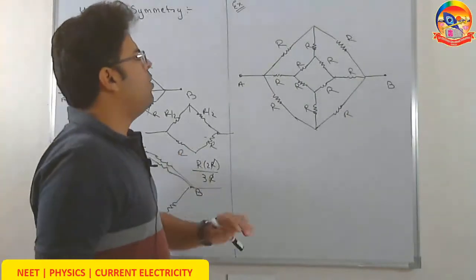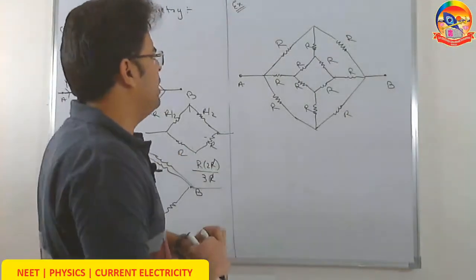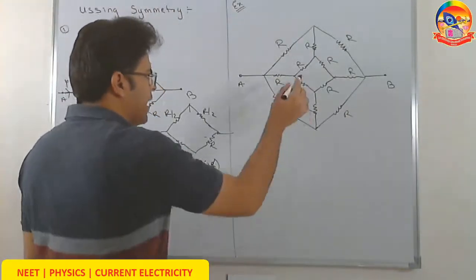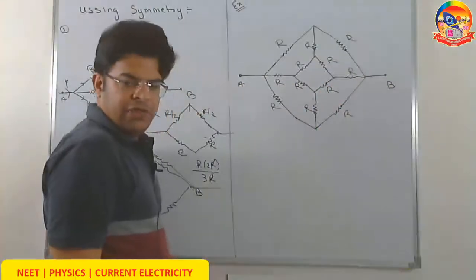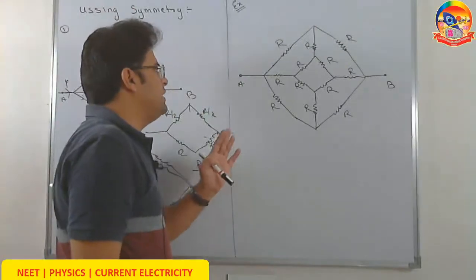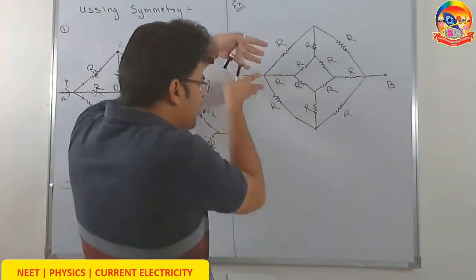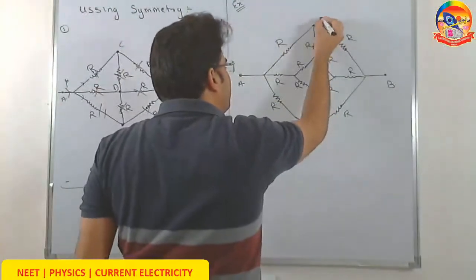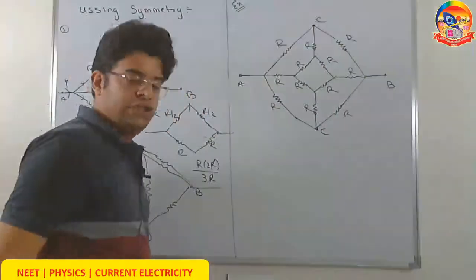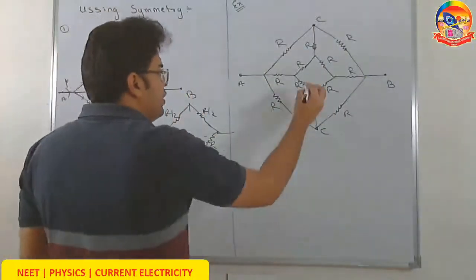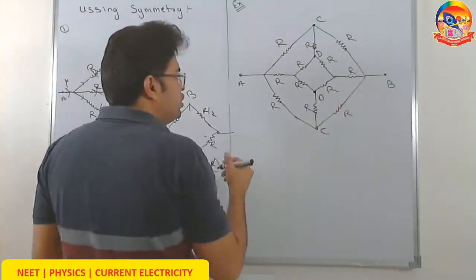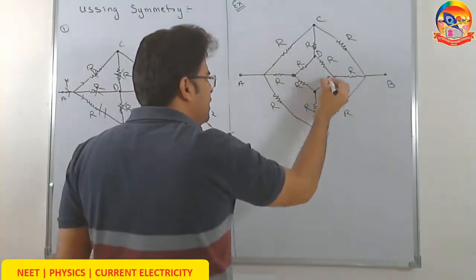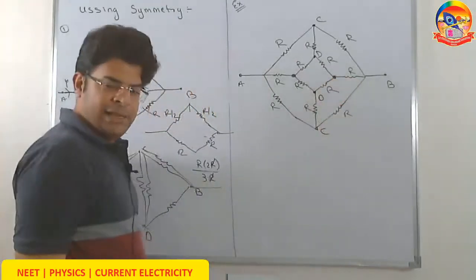Let's do one more question using this symmetry. Now see, again here we can see the circuit is symmetrical about line AB. So we can identify which points will be at the same potential. From symmetry, current comes out, splits out. So I know that this point and this point will be at the same potential. Let's call it C and C. Similarly, this point and this point will also be at the same potential, D and D. Similarly, this point and this point will also be at the same potential?